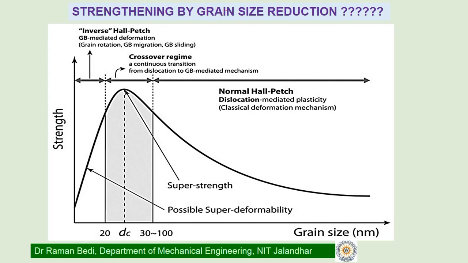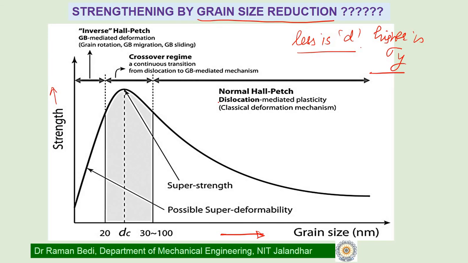But we have what we call the inverse Hall-Petch effect also. So what we see here is a plot between grain size, plotted here in nanometers, versus strength of the material. In this case, according to the Hall-Petch relation, the smaller the diameter d, the higher is the value of sigma y. So that is what you observe here: when the grain size is getting bigger, the strength is decreasing. Further increase the grain size, strength decreases. You decrease the grain size, the strength is increasing.